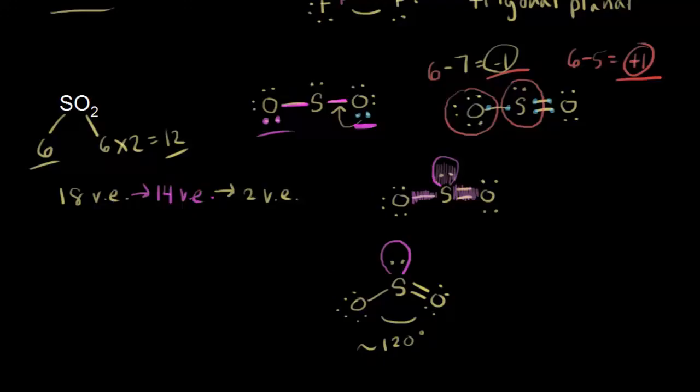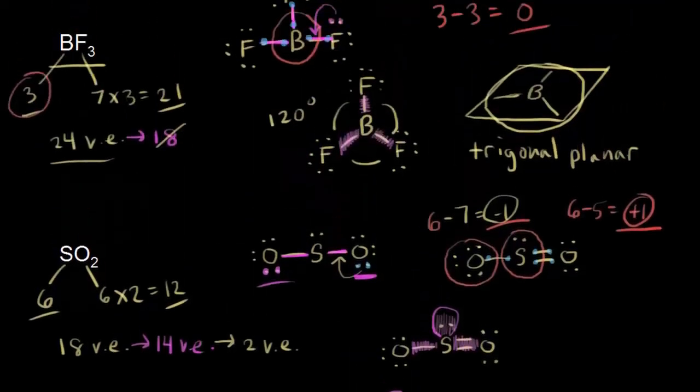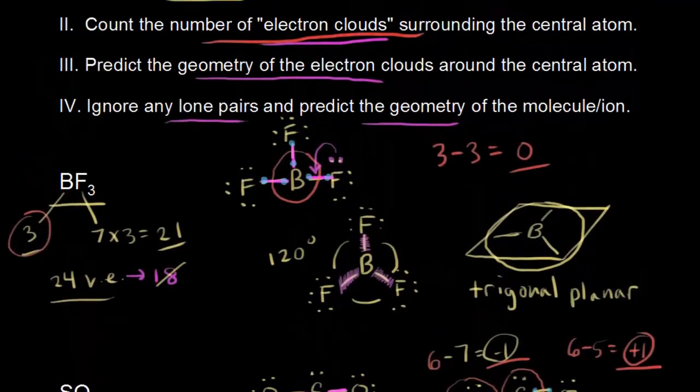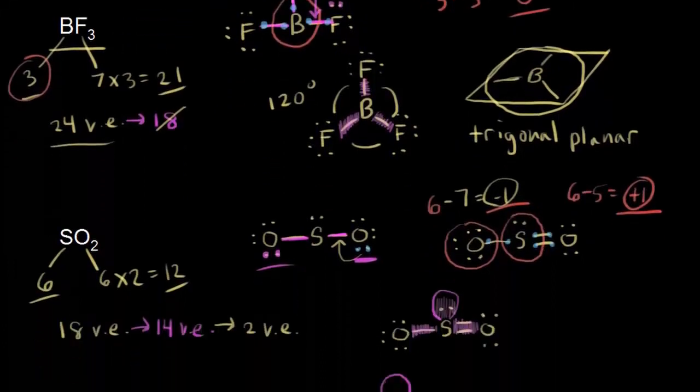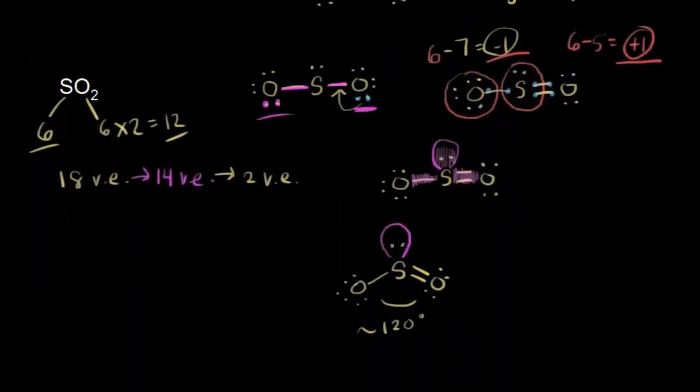So let's go back up and look at our rules here, our steps for predicting the shapes of molecules. So we've done step 3, right? We have predicted the geometry of the electron clouds around our central atom, and now we go on to step 4 here. We're going to ignore any lone pairs on our central atom when we predict the geometry of the overall molecule. And so that now pertains to our example here. We're going to ignore that lone pair of electrons on the sulfur, right? We're going to ignore this lone pair of electrons when we're talking about the shape of the molecule.